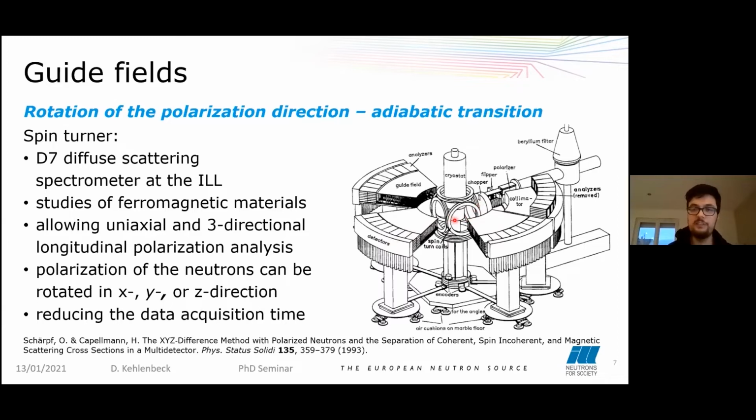This consists of a cube of three coil pairs to define the polarization direction of the beam at the sample position. The field strength is large enough to enable an adiabatic rotation of the polarization into either the X, Y, or Z direction, but it is not so strong as to change the sample magnetization.